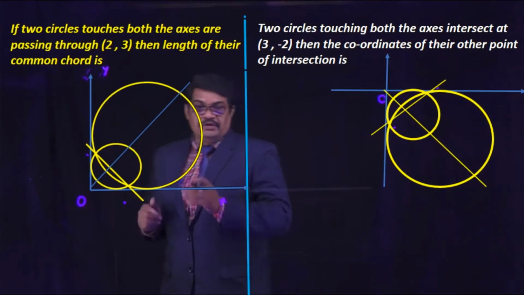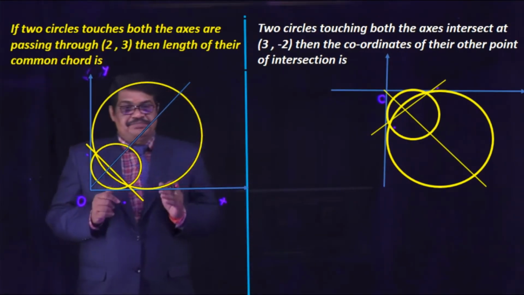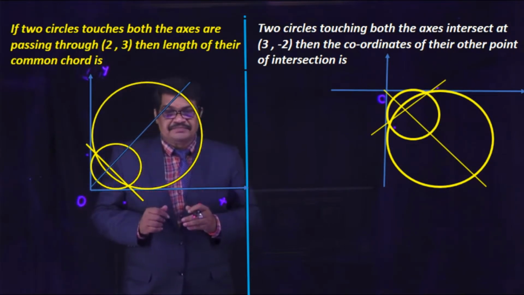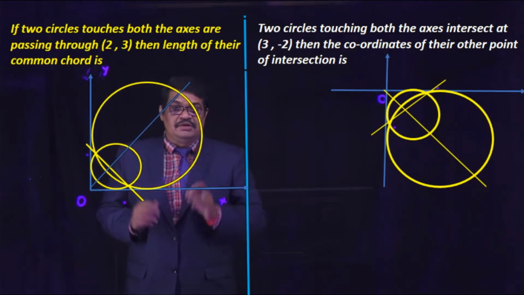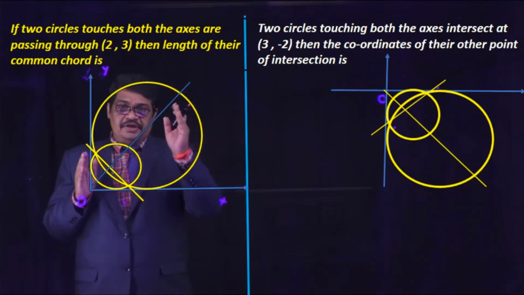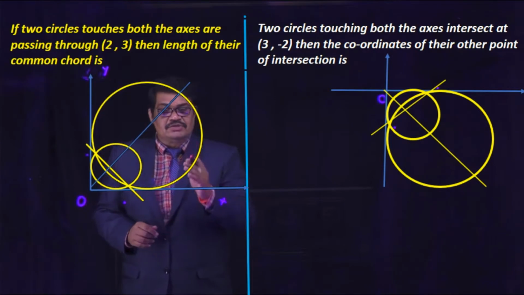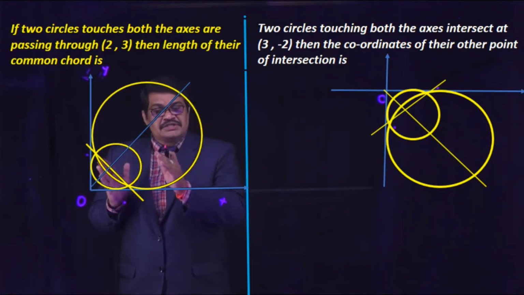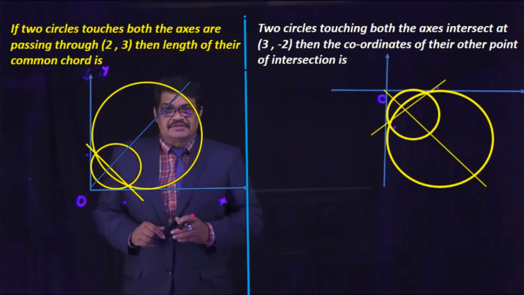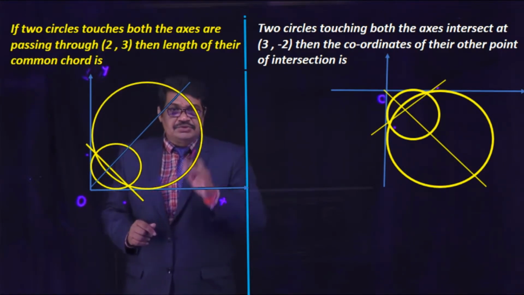See the problem. If two circles touch both the axes and pass through the point (2, 3), then find the length of their common chord. Here the two given circles pass through the point (2, 3) and touch both the coordinate axes. Then we have to find the common chord of these two circles.